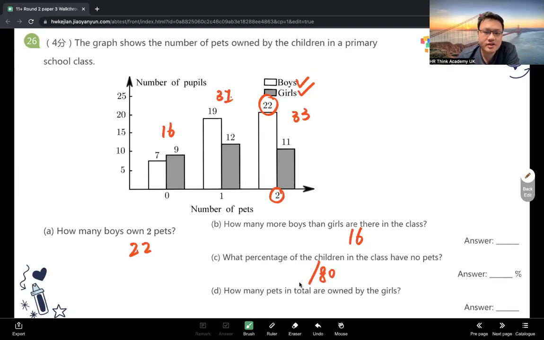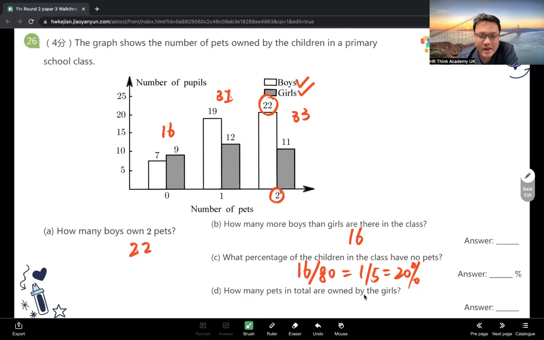And how many of the students don't have a pet? That will be 16. So the answer will be 16 over 80. And you simplify that, you got a 1 over 5, which equals to 20%. And that's the answer to this one.